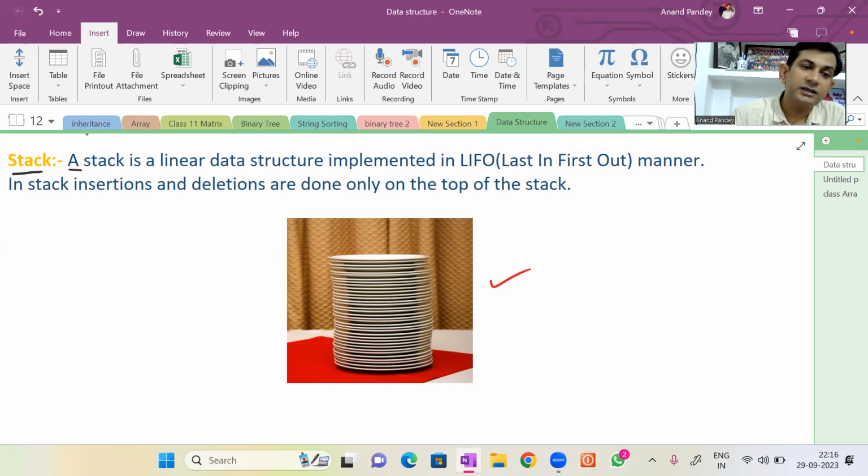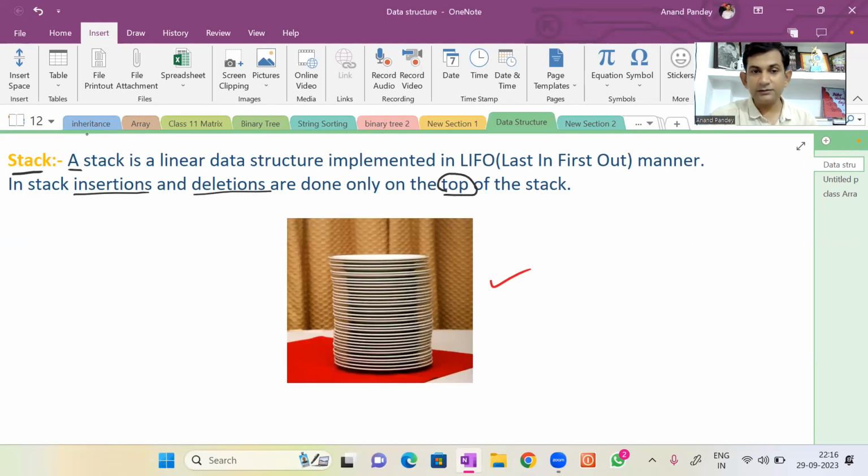And one more line is written here. In a stack, insertions and deletions. In each and every data structure, there are two operations which are going to be performed. One is insertion and another is what? Deletion. Two operations are there, insertions and deletions. So insertions and deletions both are performed at the top only. At the top only.